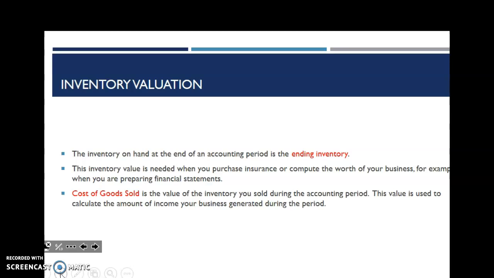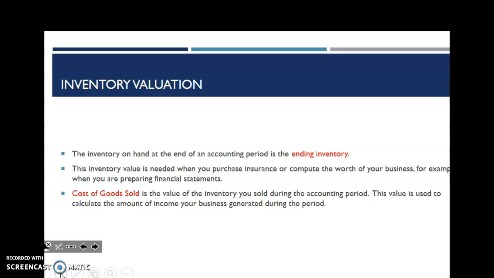So inventory valuation can be done in different ways. The inventory on hand at the end of an accounting period is the ending inventory. And why do you need the value? Well, the value is needed when you purchase insurance or when you have to compute the worth of your business.